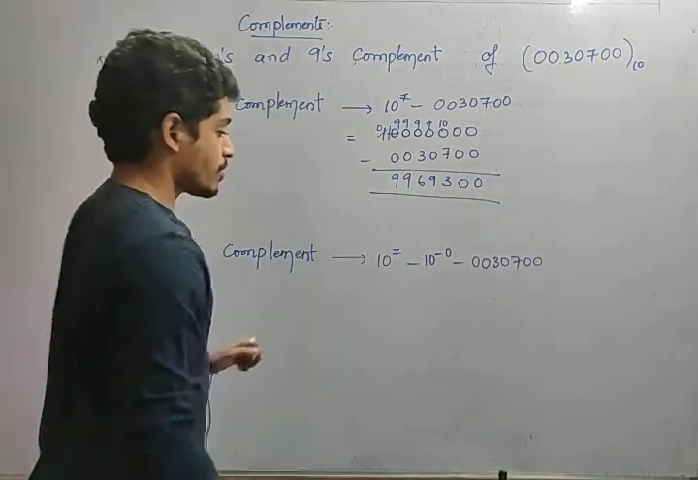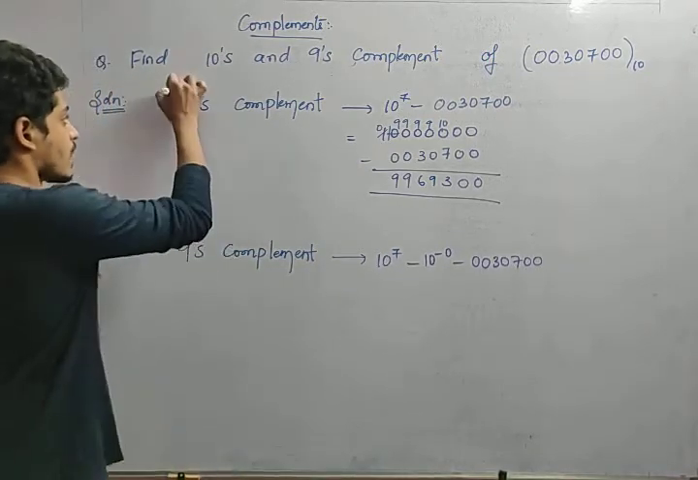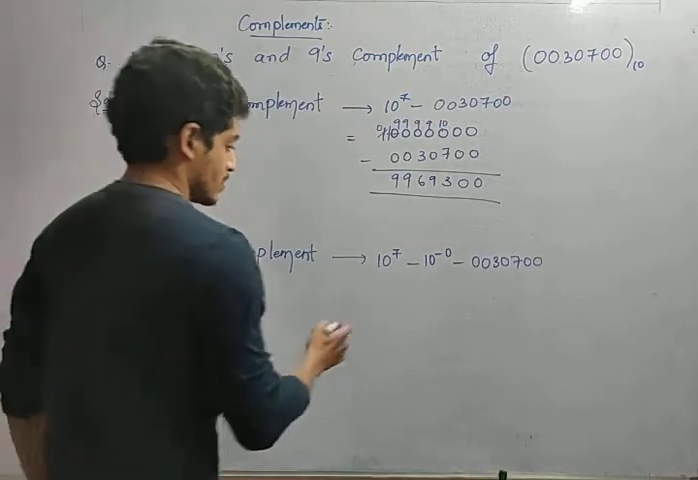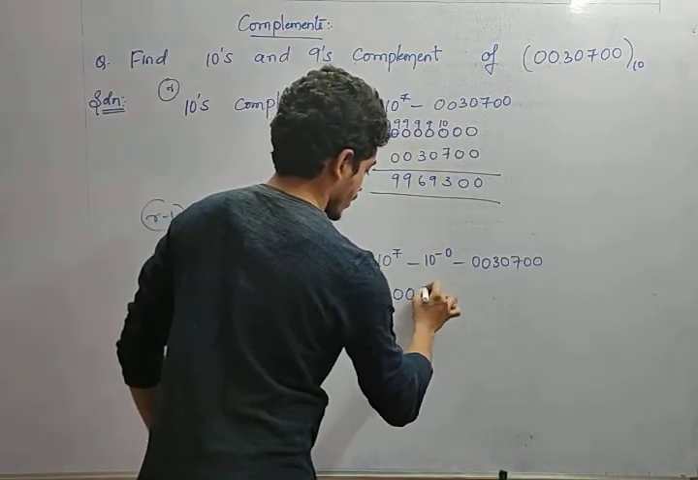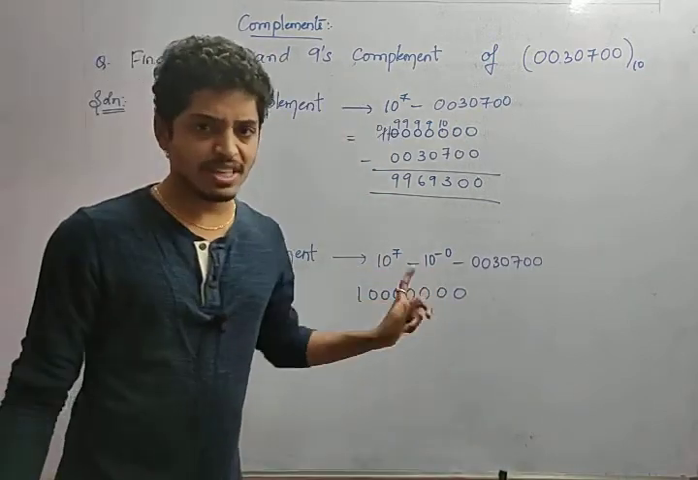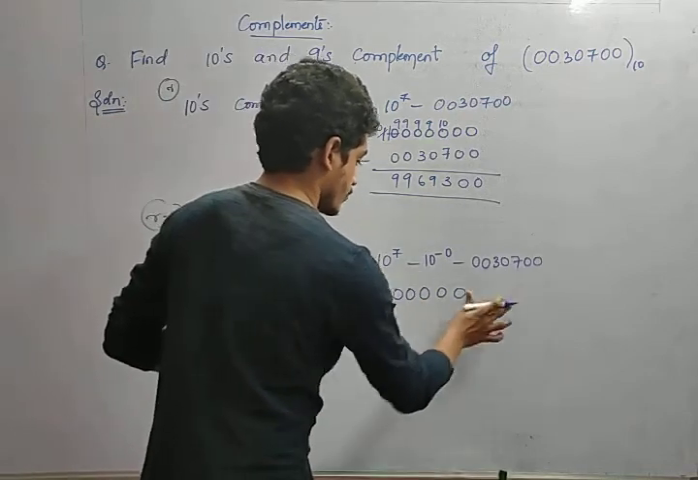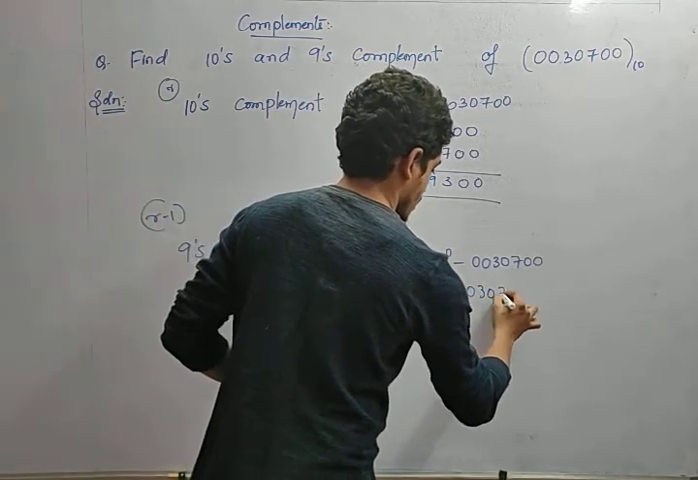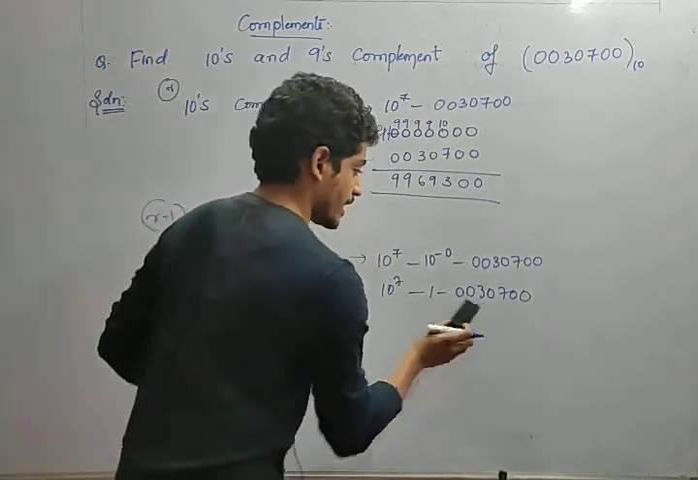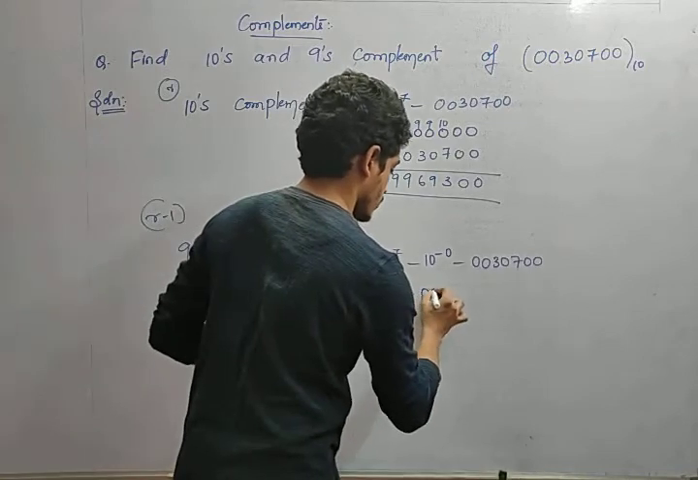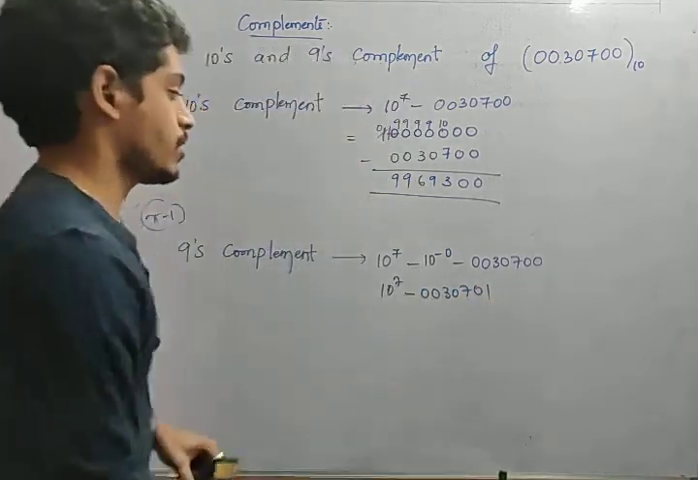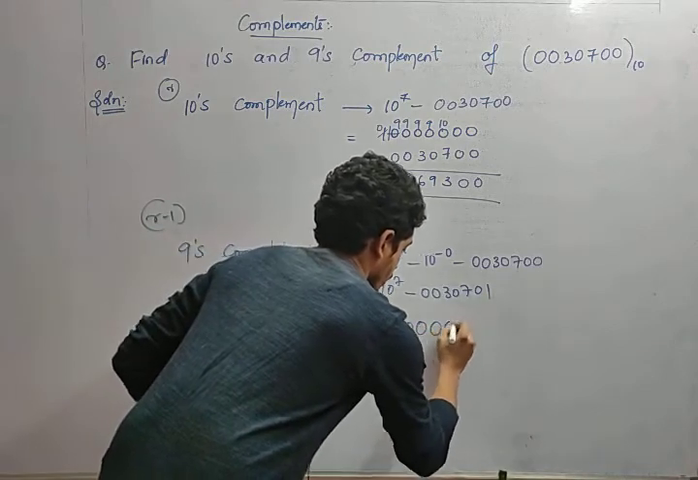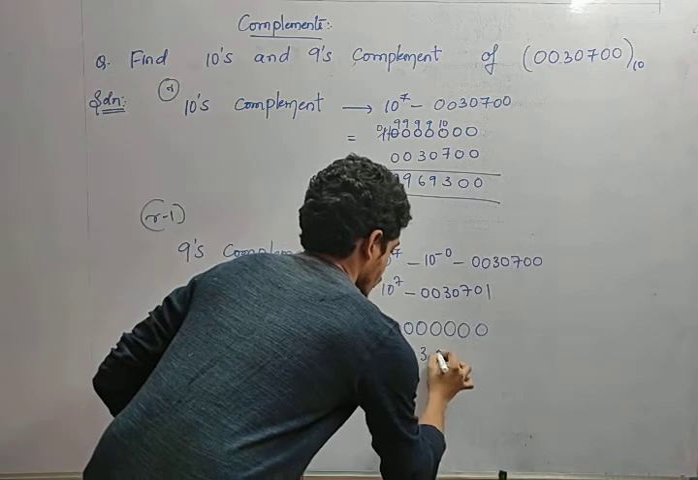Now let us see the 9's complement. The 9's complement formula is the diminished radix complement, R minus 1. This is R and this is R minus 1. So R power n minus R power minus m minus the number. Here 10 power 7 is 10000000, and 10 power minus 0 is 10 power 0, which is nothing but 1, right? So this is minus 1. 10 power 7 and this value 1, minus 0, 0, 3, 0, 7, 0. If these two get added, we get 0, 0, 3, 0, 7, 0, 1. Now these two get subtracted from 10000000.